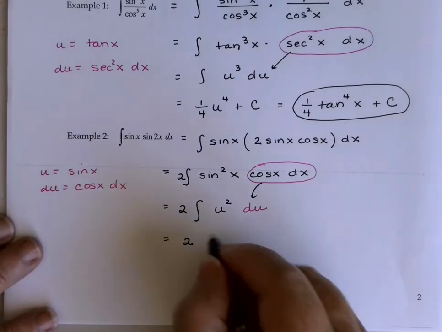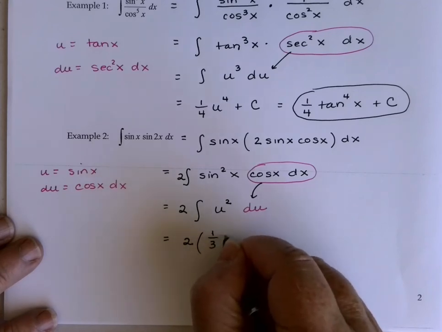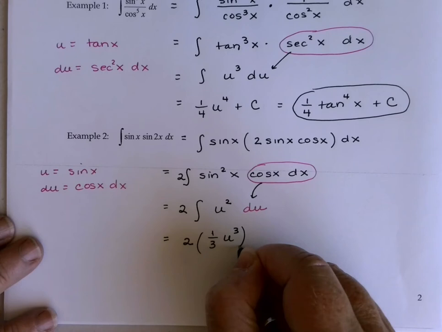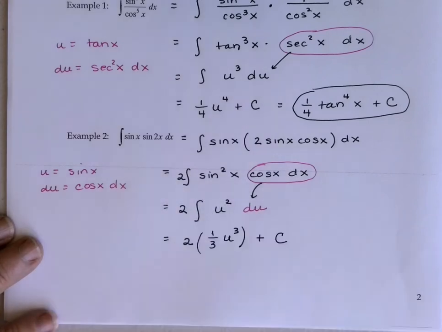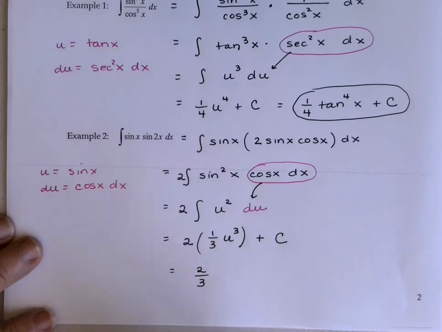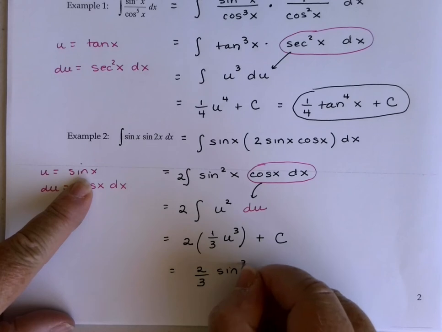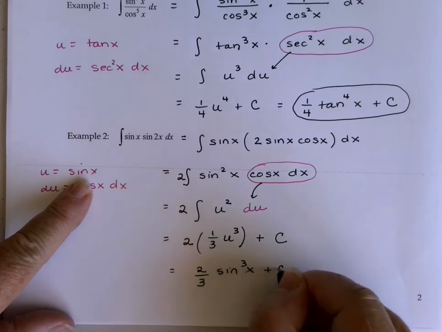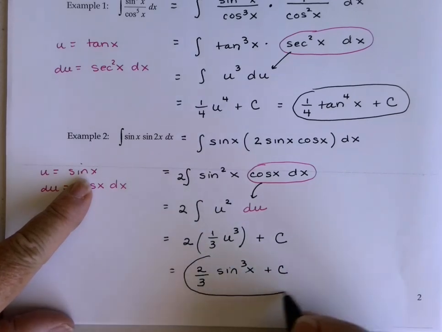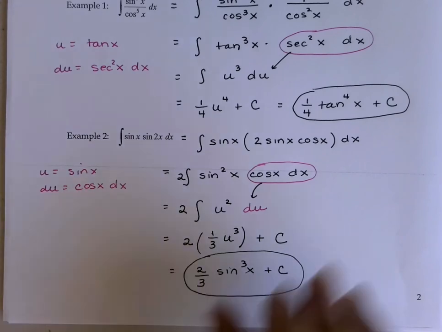So I have 2 times 1/3 u cubed plus c, or 2/3, and u is sine x, so that would be sine cubed x plus c. So a couple of examples. Don't discount those trig identities. They can be really helpful.